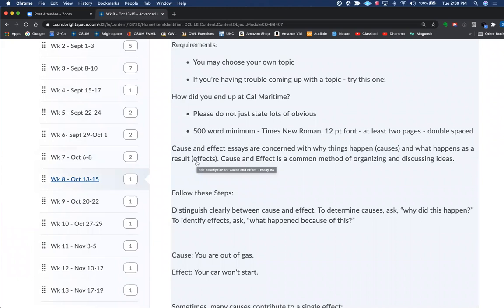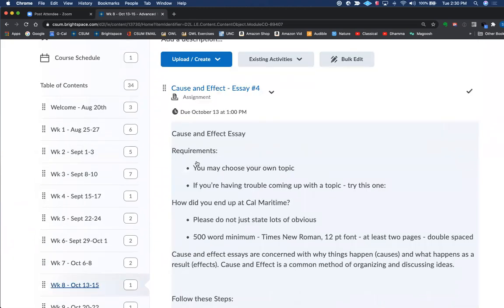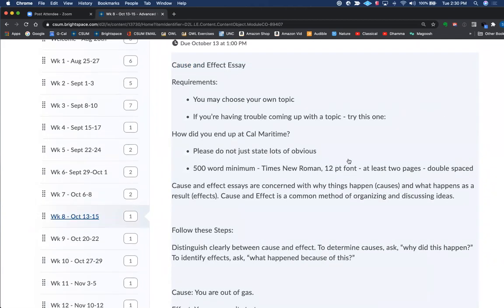Like this one in particular, cause and effect can be a little confusing. I mean, what do you mean? Because when I say, if you can't think of a cause and effect topic, let's say, how did you end up here at Cal Maritime?